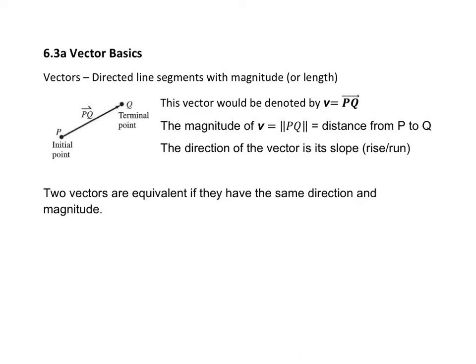Okay, we're going to start this lesson off. It is about vectors, so for some of you this is going to be totally new. A vector is a directed line segment with magnitude, so it has direction and magnitude, which can be the length. When you're writing a vector, you write it just like you would a ray, PQ, your initial point P and your terminal point Q.